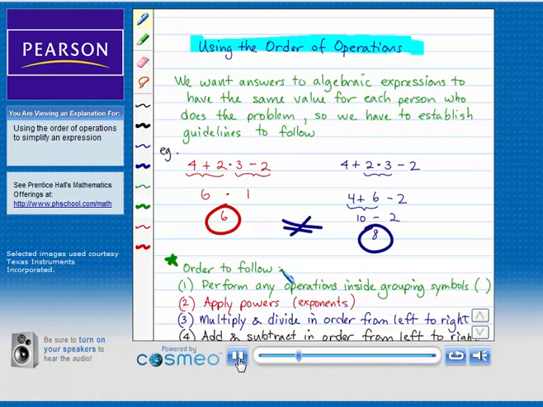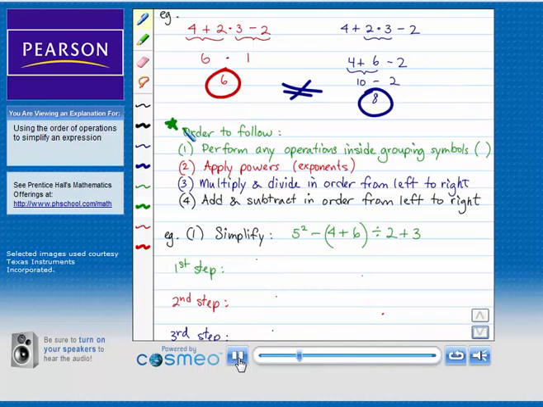So here's the order that we want to all do the problems in. Number 1, perform any operations that are found inside grouping symbols, parentheses, for example. Then number 2, apply any powers or exponents. Number 3, multiply and divide, moving in order from left to right. And lastly, add and subtract in order, moving from left to right.